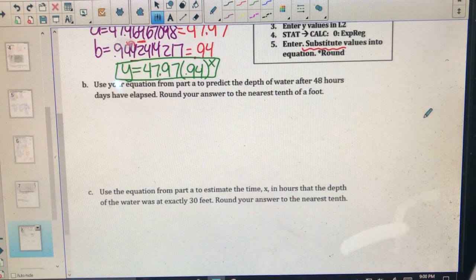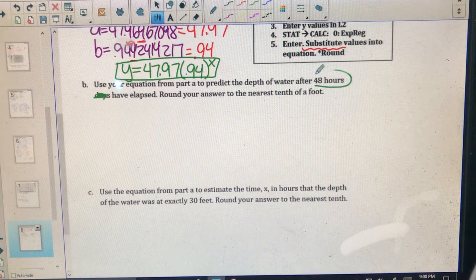All right, now part B. Part B says use the equation that you got in part A to predict the depth of the water after 48 hours. It says days, but it should just say hours. Pretend that days is not there. Round your answer to the nearest tenth of a foot.